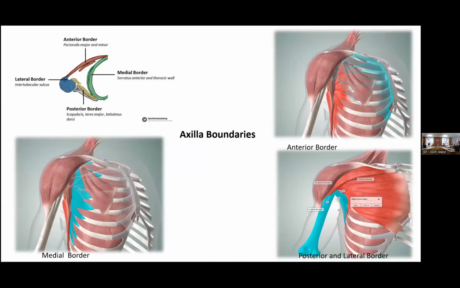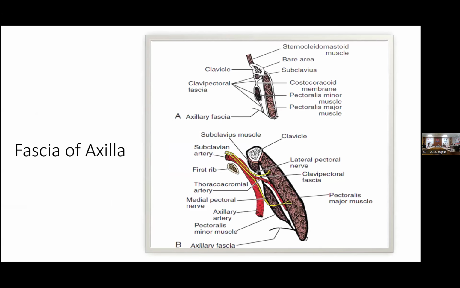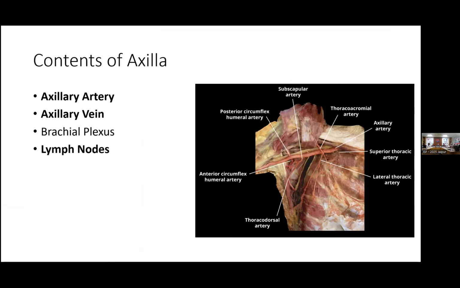As you can see, the axilla has an anterior border, medial border, lateral border, and the posterior border. The lateral border is formed by the humerus, the posterior border by the teres major and the latissimus dorsi. The medial border is formed by the serratus anterior and the thoracic wall, and the anterior border by the pectoralis minor and major. So the fascia of the axilla is formed by the clavipectoral fascia, which engulfs the subclavius muscle and the pectoralis minor, and it is pierced by the thoracoacromial artery, which supplies the overlying muscles, and the medial and lateral pectoral nerves.